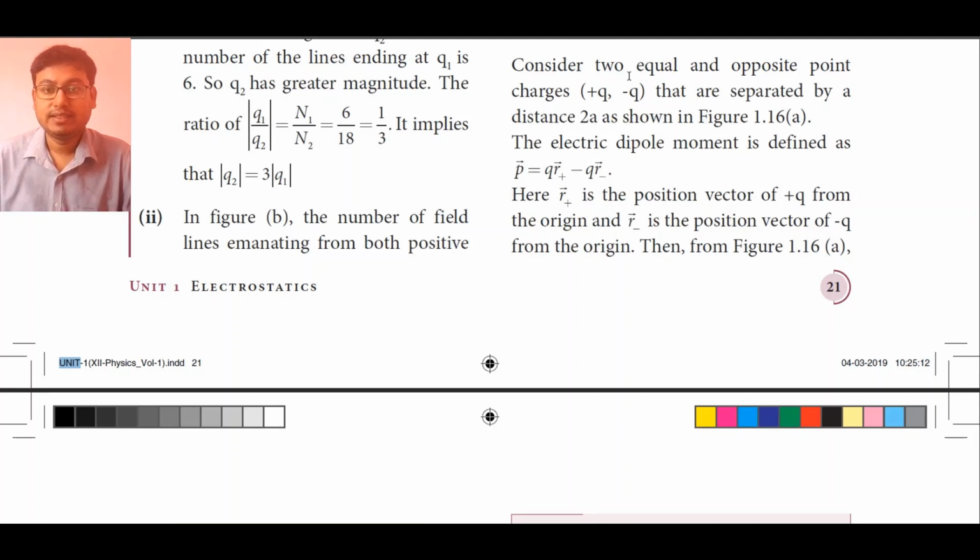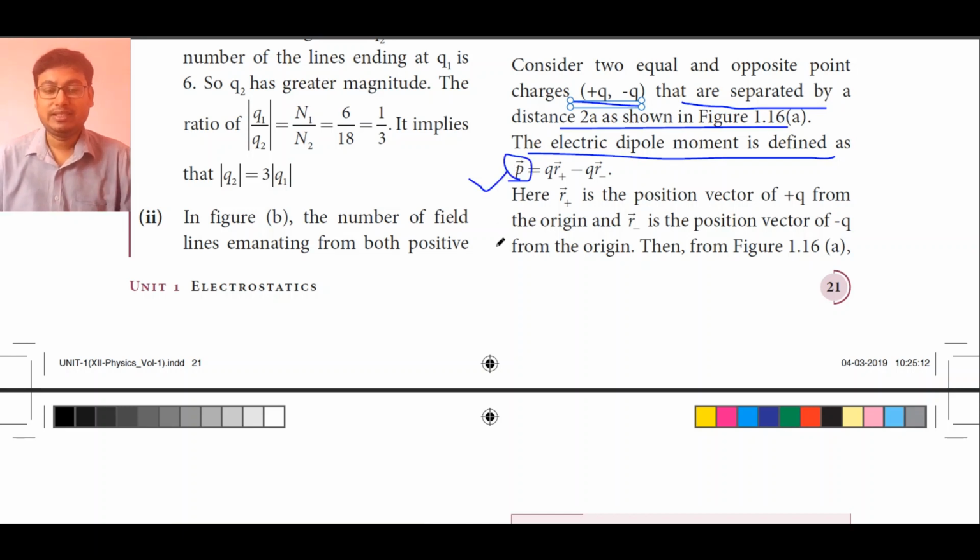Alright, so consider two equal and opposite point charges. Let me pick up the pen here. That is plus q and minus q. They are separated by a distance 2a as shown in figure 1.16a. The electric dipole moment is defined as vector P. See, it is denoted here as a vector quantity. That means the electric dipole moment is a vector. It will have magnitude as well as direction.